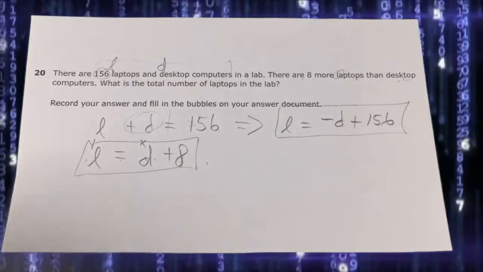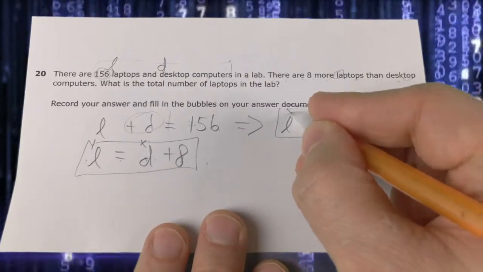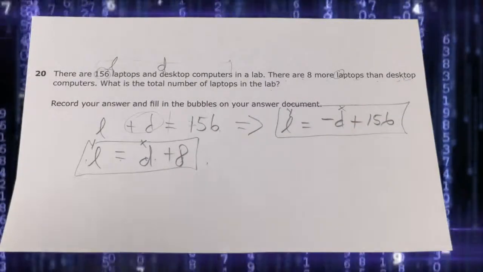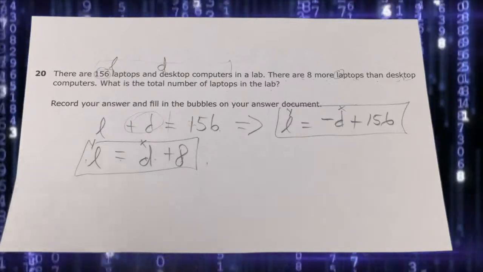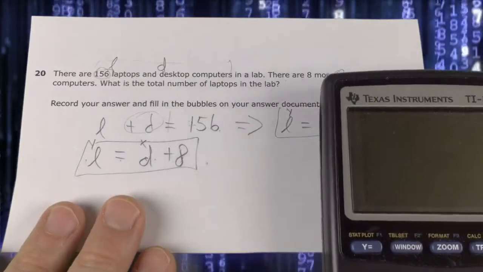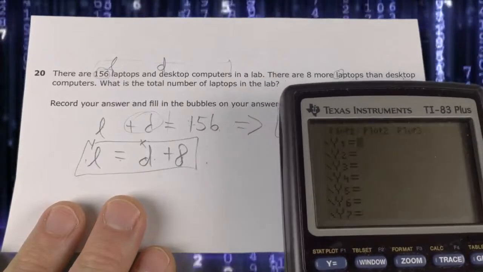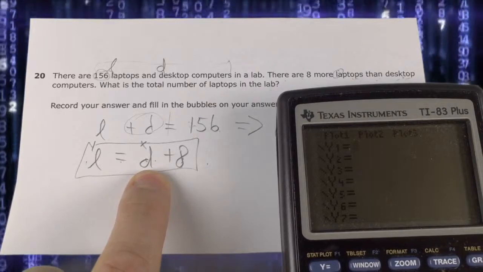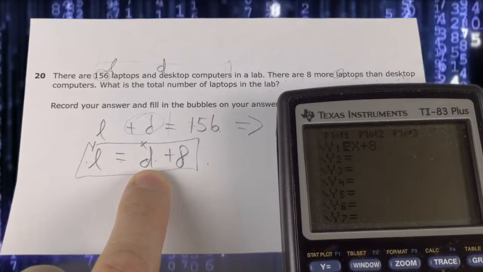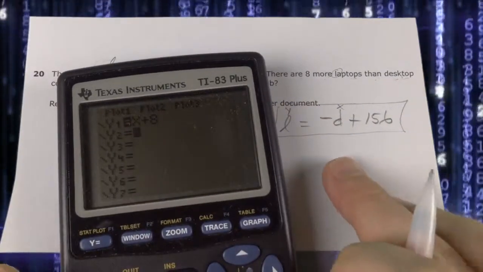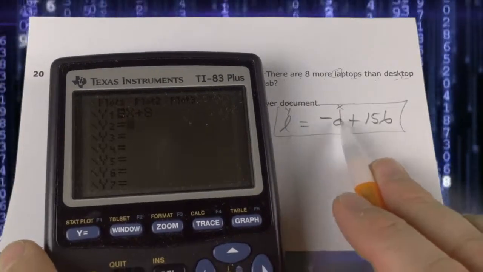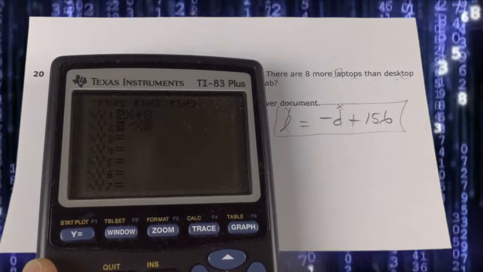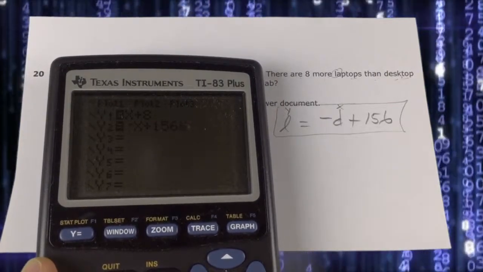I can put them in the Y equals screen, and remember, I'm saying the L is like my Y, and the D is like my X. So I go to my calculator. I'm using a TI-83. I go to Y equals, and I put in Y equals D plus 8, so X plus 8. And then on the other one, Y equals negative X plus 156.